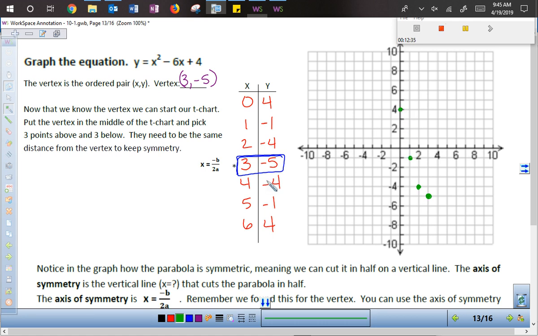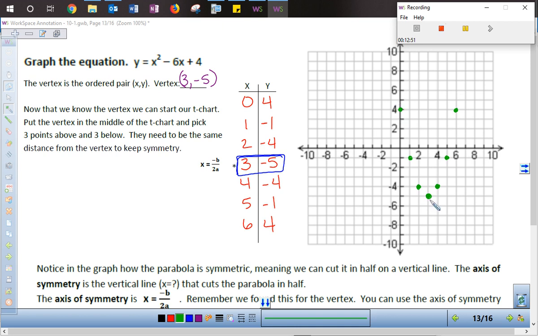Let's try it now for the bigger numbers. 4, negative 4 is right 4, down 4. 5, negative 1 is right 5, down 1. And 6, 4 is right 6, up 4. Now hopefully just by looking at this, you guys will be able to tell that we can't connect these with a straight edge and call it good. This is not making a straight line, this is making a parabola.